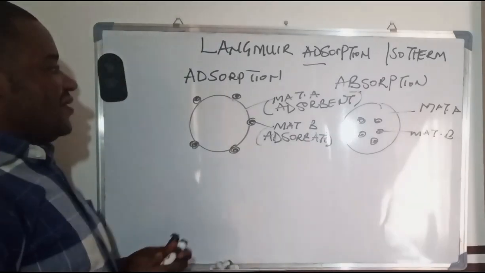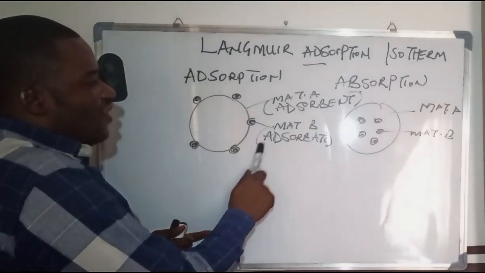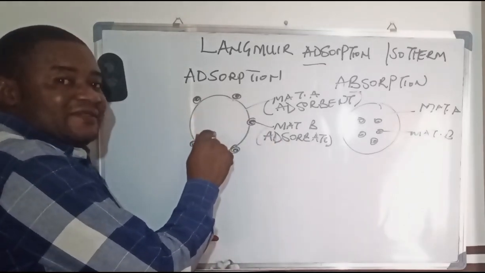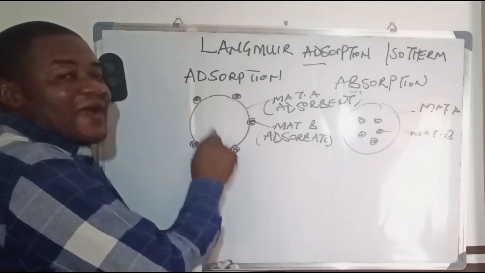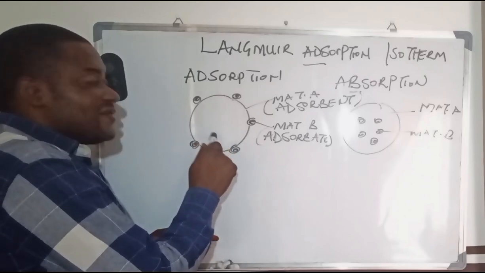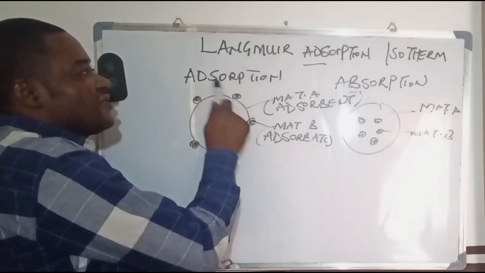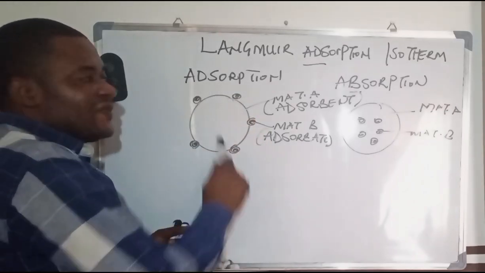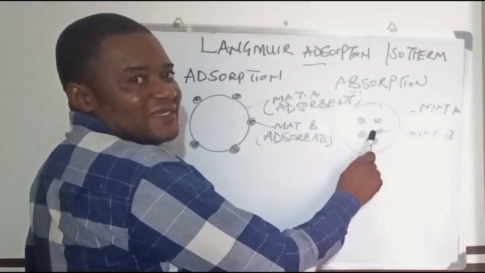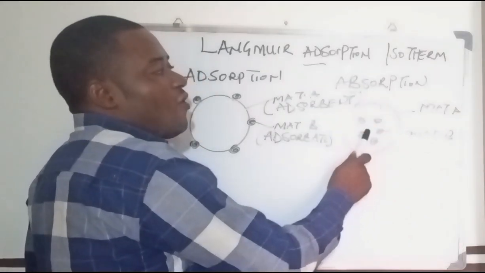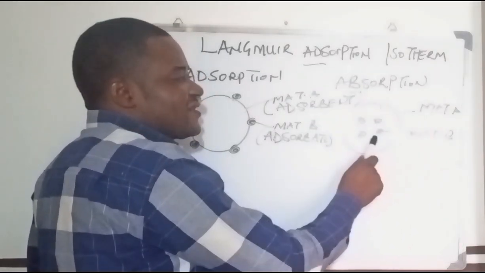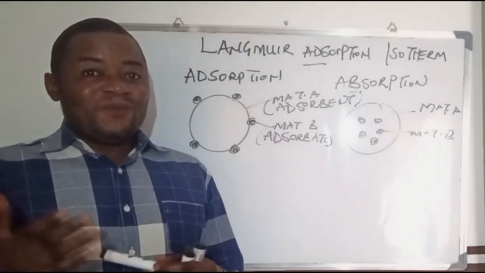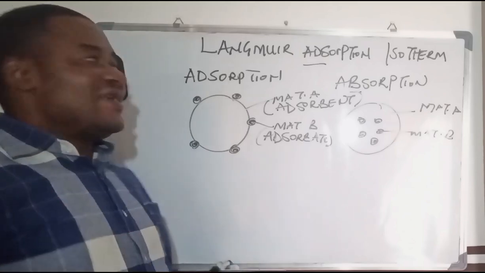Okay, so you can see that when your adsorbent does not go into the core of your absorbent, you describe that kind of process as what? As adsorption. So it is only at the surface of your adsorbent. But when your adsorbent is absorbed into the core of your absorbent, you describe that as absorption. Now I'm sure you know the difference between adsorption AD and absorption AB.